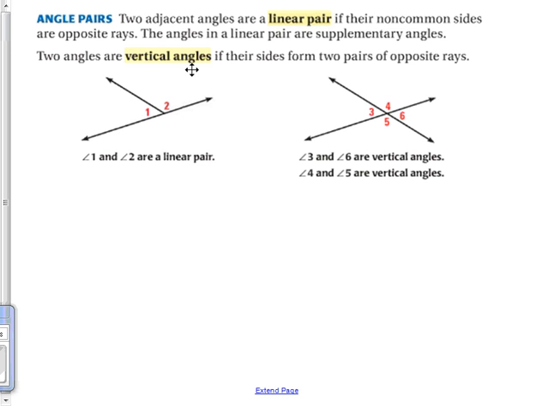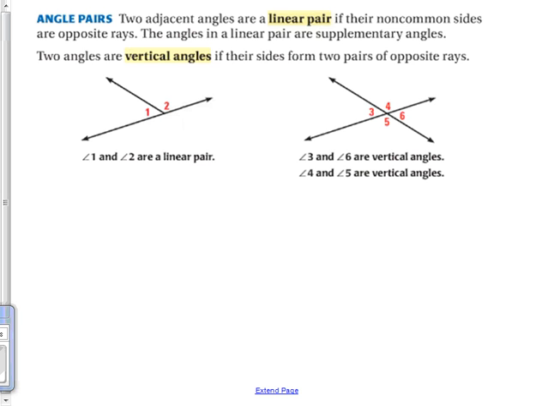2 angles that are vertical angles. So 2 angles are vertical angles if their sides form 2 pairs of opposite rays. I like to define this more as a picture. If you look at any picture that has 2 or more lines crossing, angles that are exactly across from each other are called vertical angles. So in this picture here, angle 3 and angle 6 are vertical angles. Angle 4 and angle 5 are vertical angles.